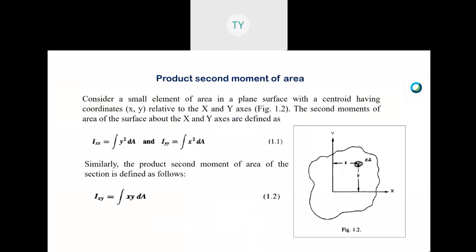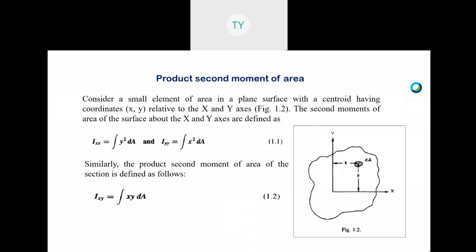Please look at this. So what is the product second moment of inertia? For this, we need to consider an area, any particular area. As you can see in the figure, we consider a random area. After that, we need to plot the x and y axes. According to those axes, we consider a small area. For that, we need to find the product second moment of area about the x-axis and y-axis.